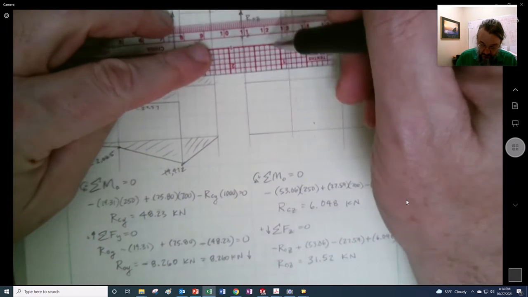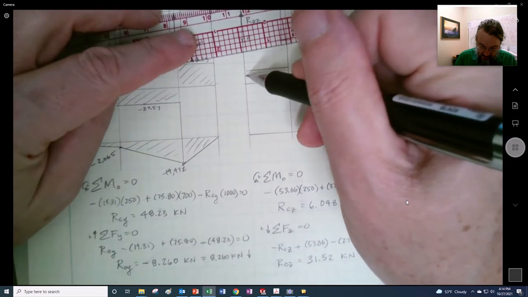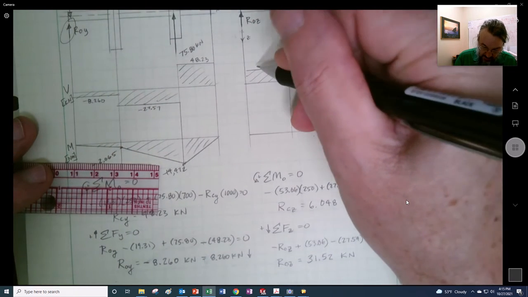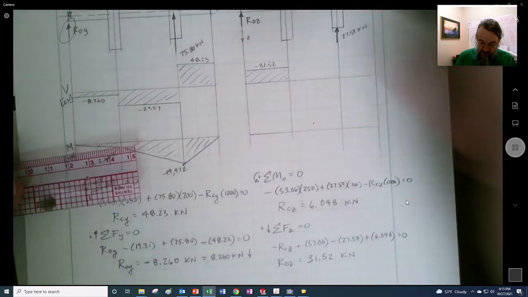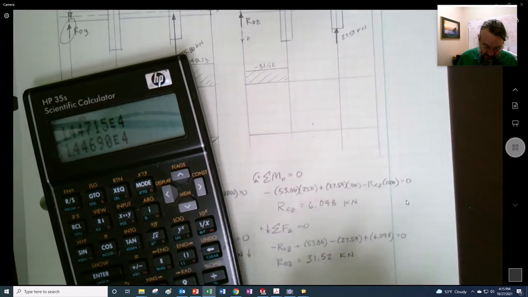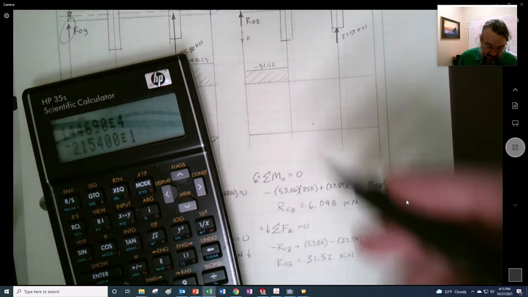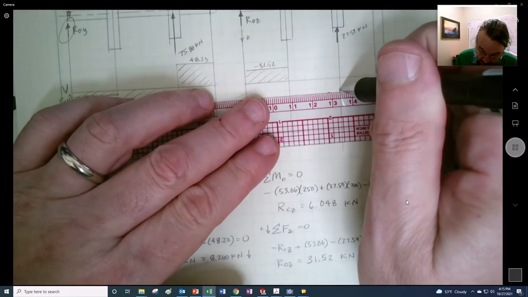Okay. I'm just going to pick this arbitrary level right there. And that's technically going to be negative, right? So there's a negative 31.52. And then it's going to come down 53.06. So 31.52 and 53.06 minus, and we get 21.54.